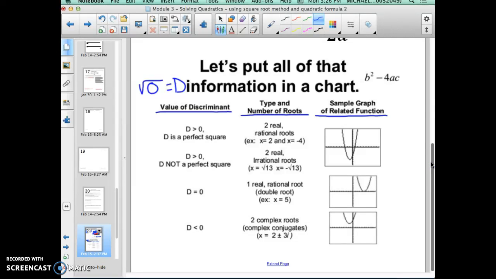So in this case, we have discovered this situation. Our d equals 0 underneath the radical right here. So when our d equals 0, to answer the following questions, I need to know that d equals 0, and that means that you will have one real rational root.